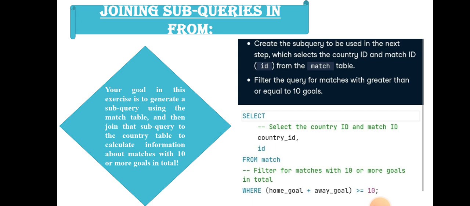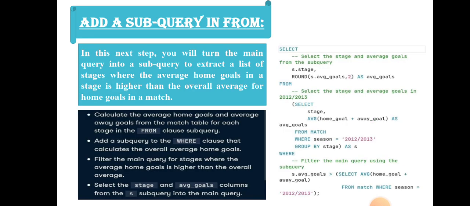Next is joining subqueries in from. In this exercise, our goal is to generate a subquery by using the match table and then join that subquery to the country table to calculate information about matches with 10 or more goals in total. For example, select country ID from match where home goal plus away goal is greater than or equal to 10. Add a subquery in from in the next step.